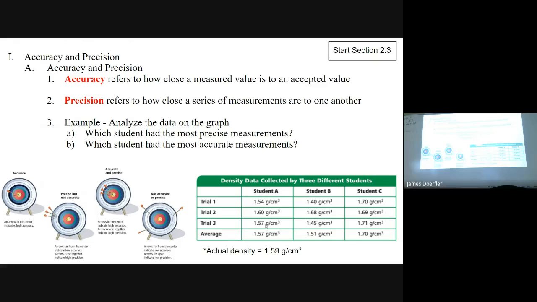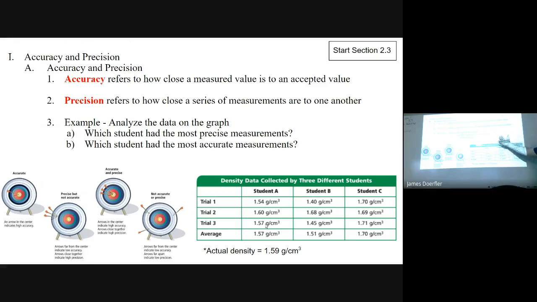Third target, we've got 3 arrows right in the middle of the bullseye. So then we would call that precise and accurate. Because not only did all 3 of them group together, but they grouped together right in the middle of the bullseye. And then our last one here, we have 3 arrows again, but this time they are all spread out over the target, not a single one in the bullseye. So that is neither accurate nor precise.